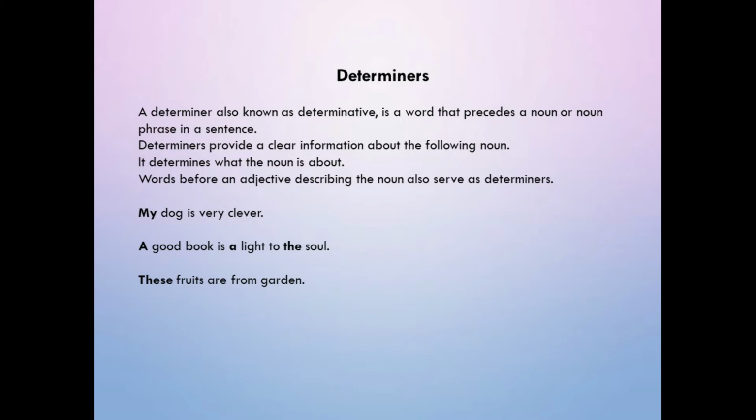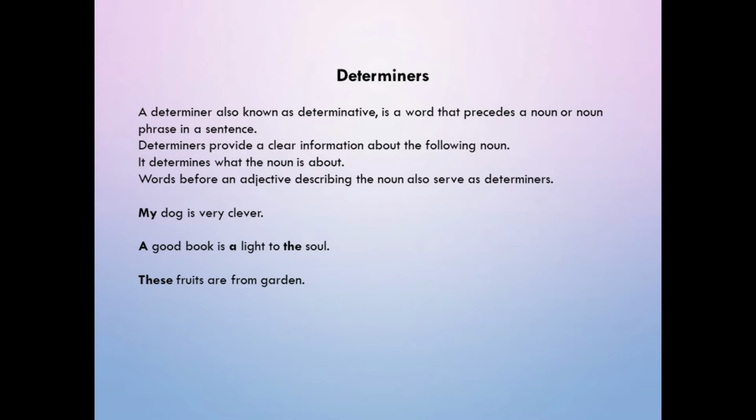இப்போ கொஞ்சம் examples பார்க்கலாம். My dog is very clever. இந்த sentenceல my அப்படிங்கிற word தான் determiner. As you can see, this determiner is coming before the noun that is dog. The next example is a good book is a light to the soul.